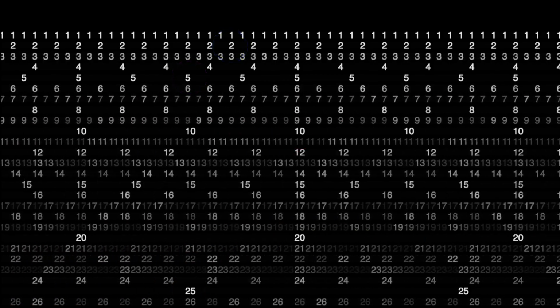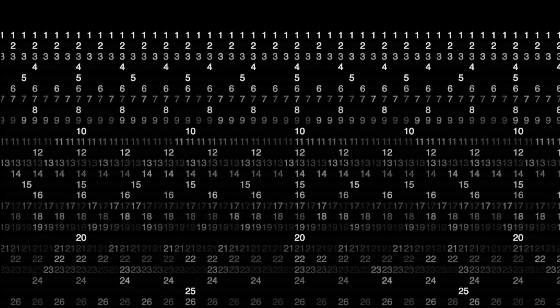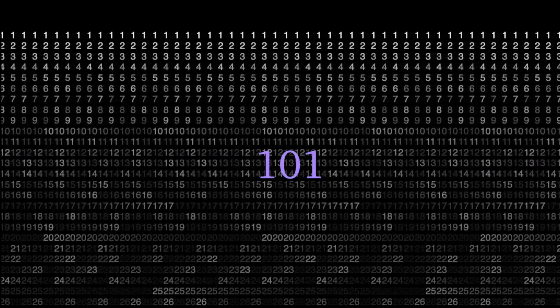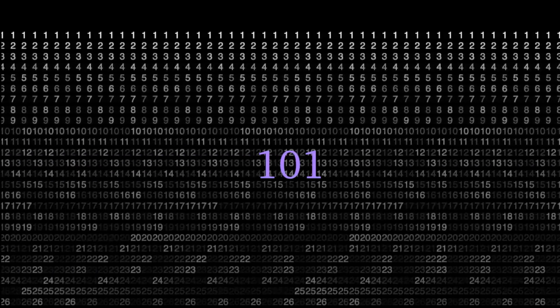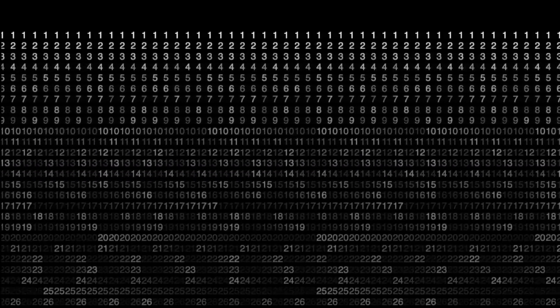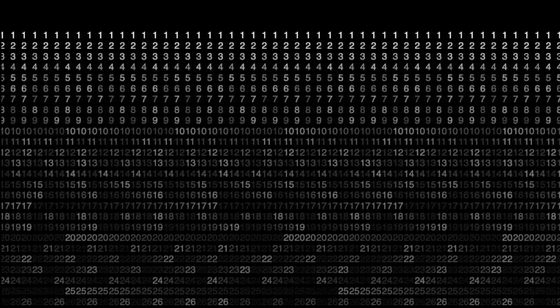Now watch what happens when we bump the scrolling rate up to 101. Poof, there's no stable pattern anymore. But of course, 101 is a prime number. Now at this scrolling rate, it's hard to see everything that's going on.